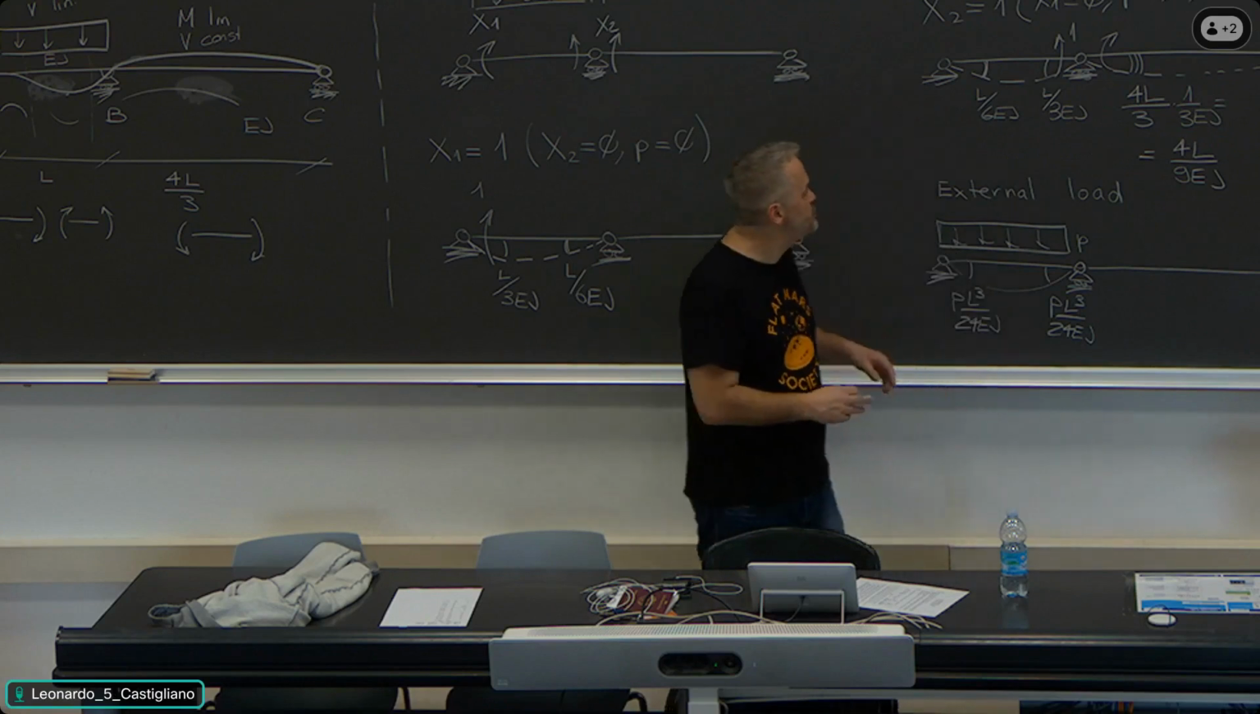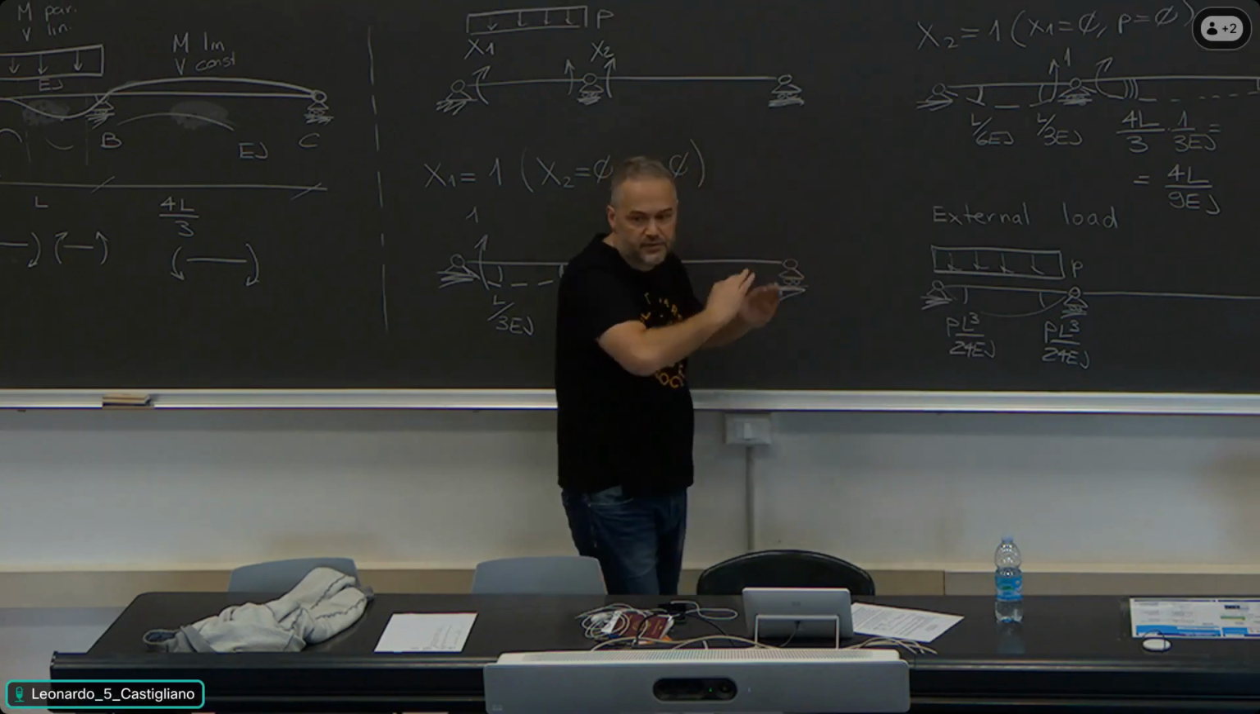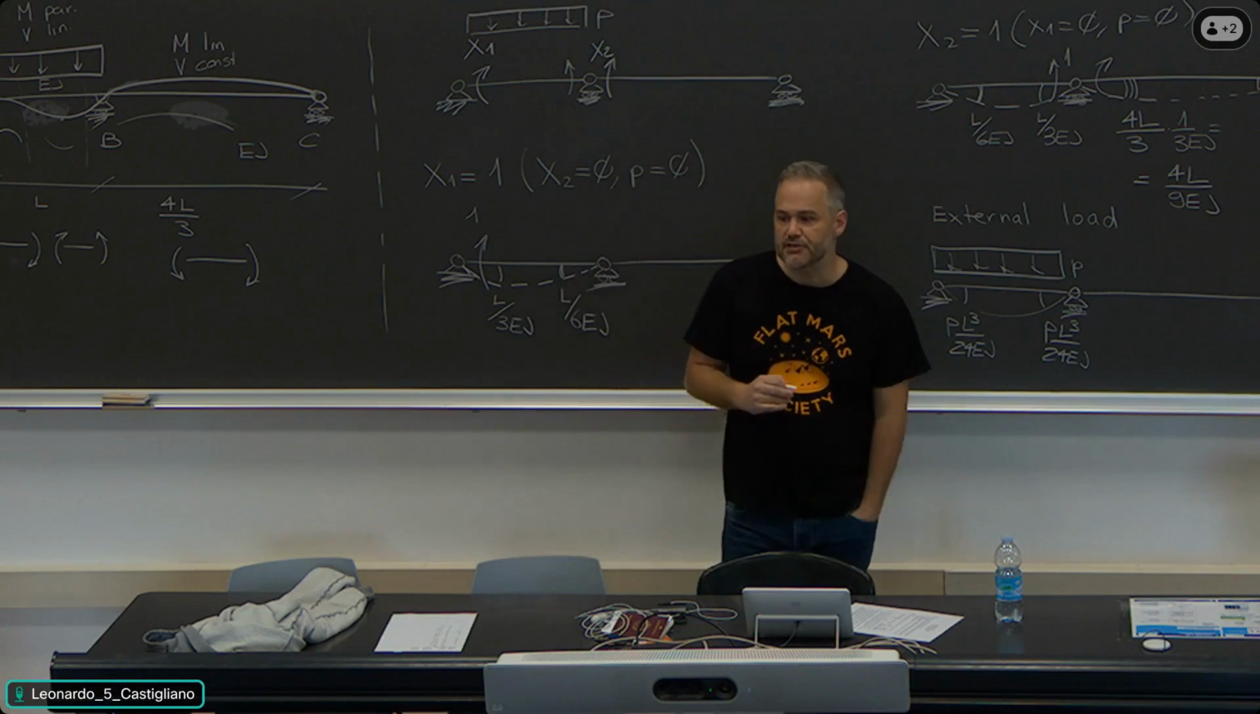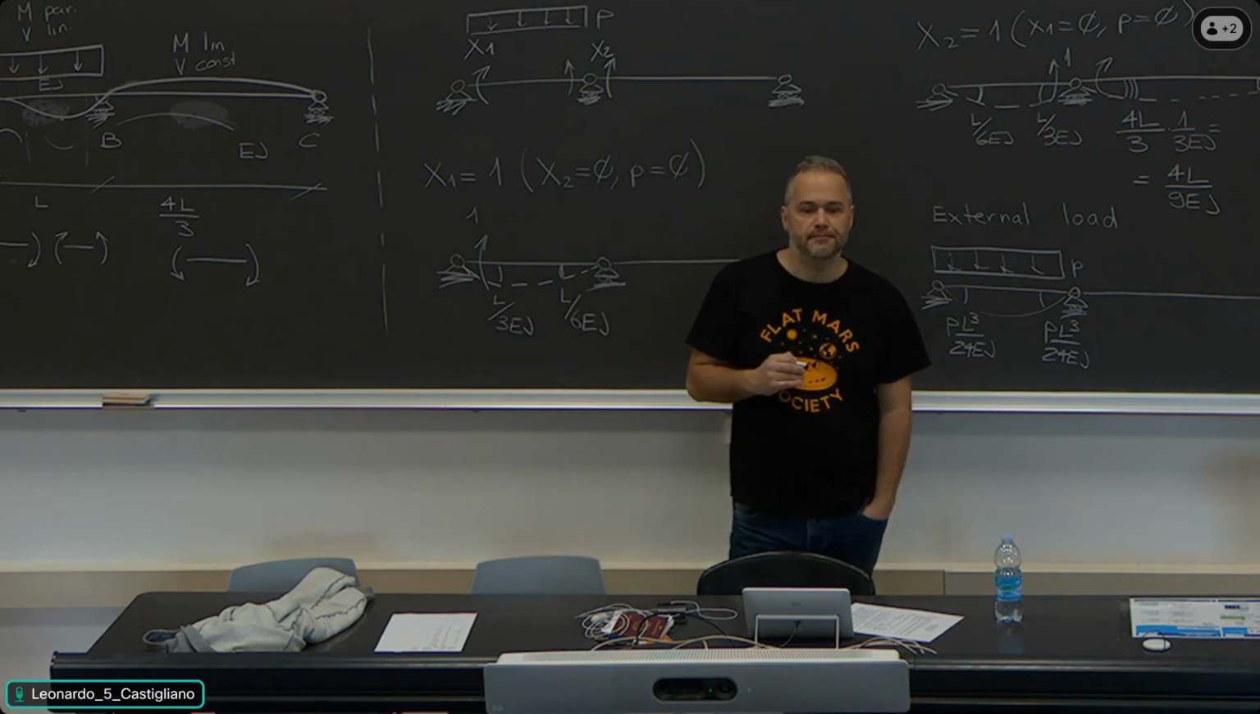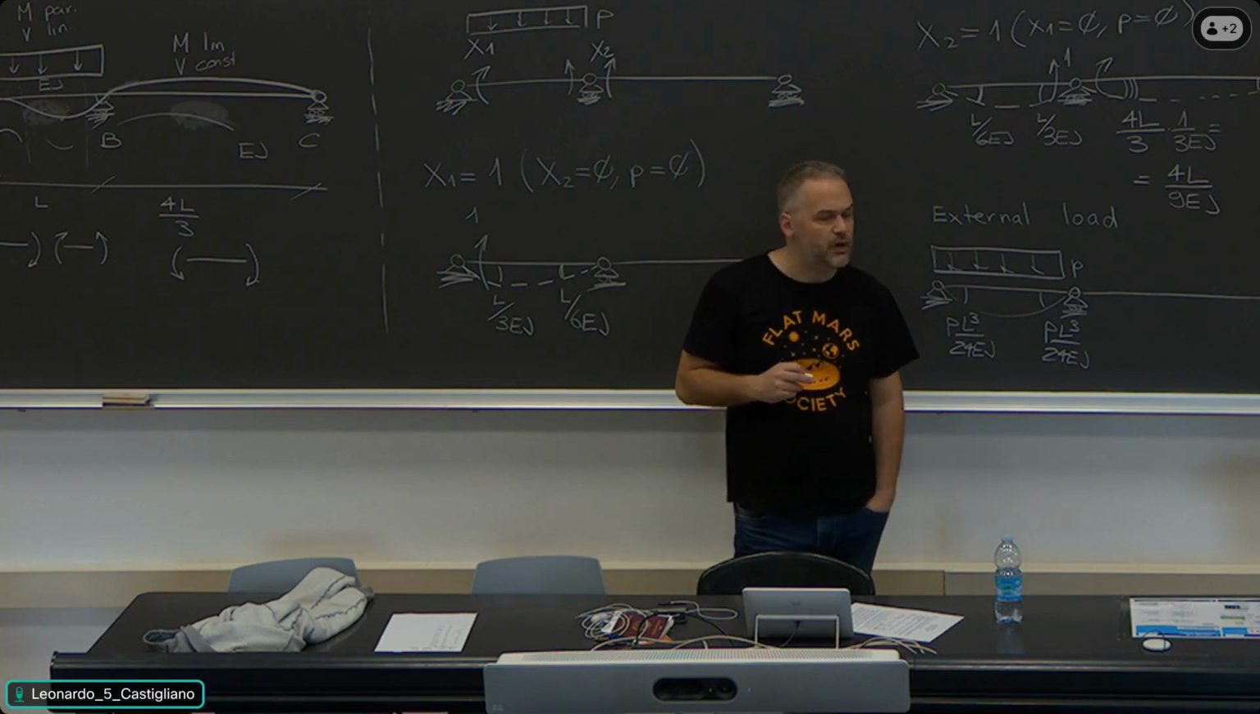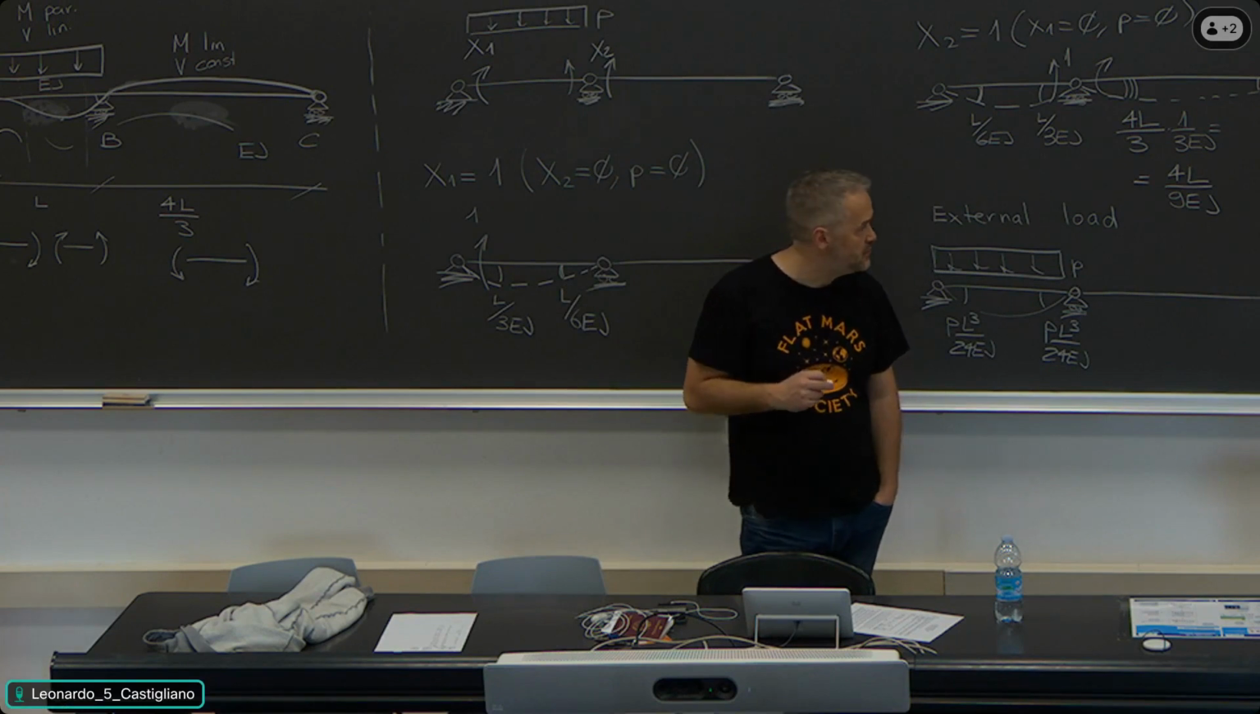Are there any questions on all these 3 substructures that I used? Tell me. And speak up, please. The far right equation? What equation? The 2L over 9EJ. Yeah.